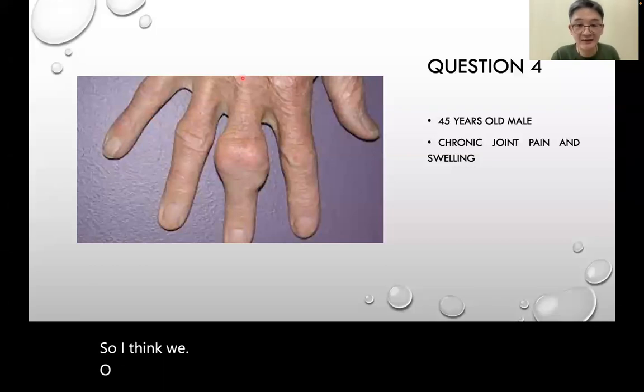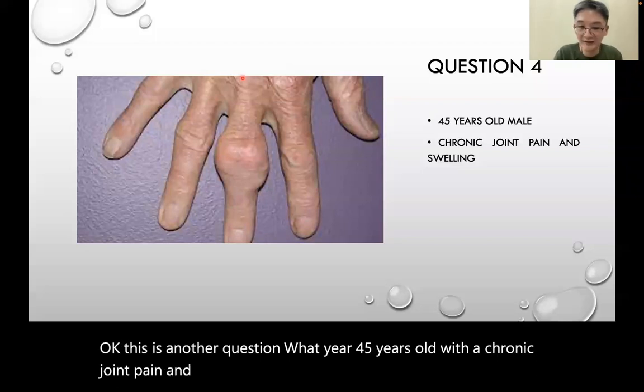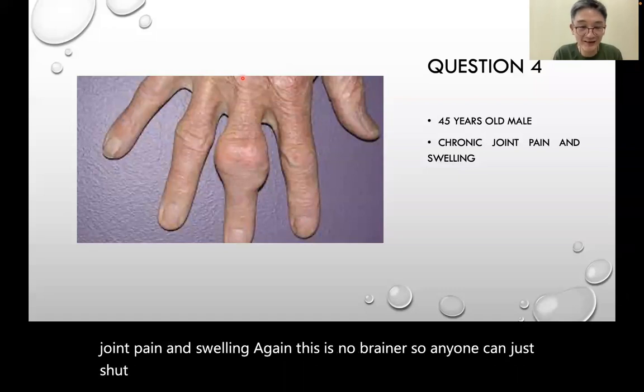Okay, again, this is another question. 45 years old with chronic joint pain and swelling. Again, this is a no-brainer. So anyone can just shut up, please.